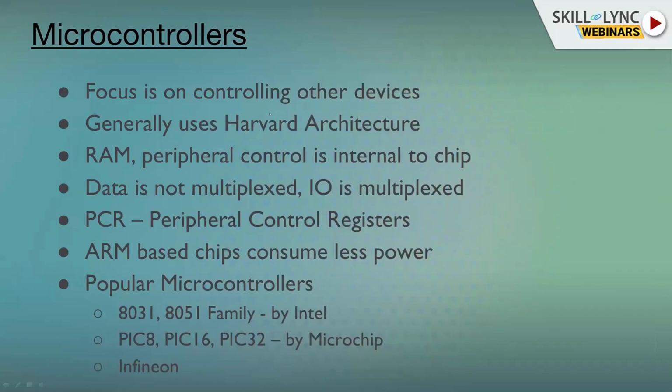So when it comes to microcontrollers, they are used for controlling other devices. They generally use Harvard architecture, and nowadays we are using ARM to build these microcontrollers. The focus is on controlling, not processing. They are not used for processing; they are used for controlling. Microprocessors are used mainly in large computers like our CPUs, whereas microcontrollers are connected to internal input devices, output devices, like that.